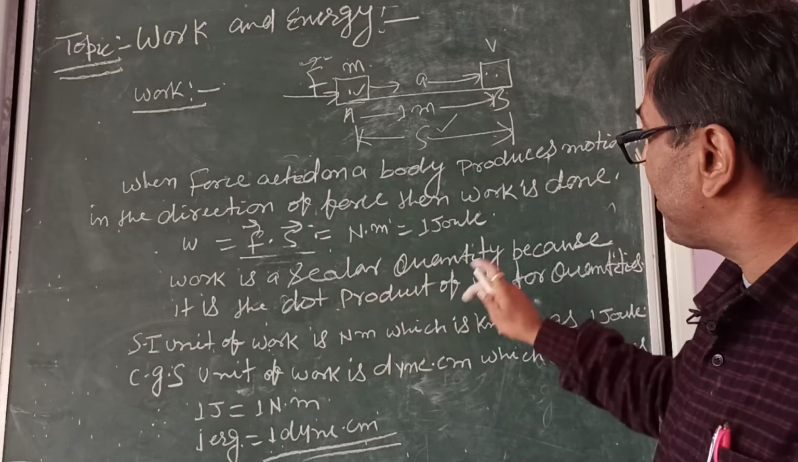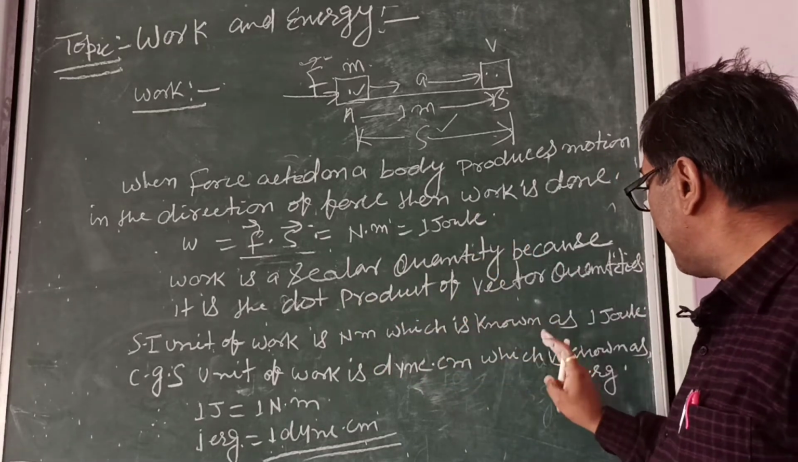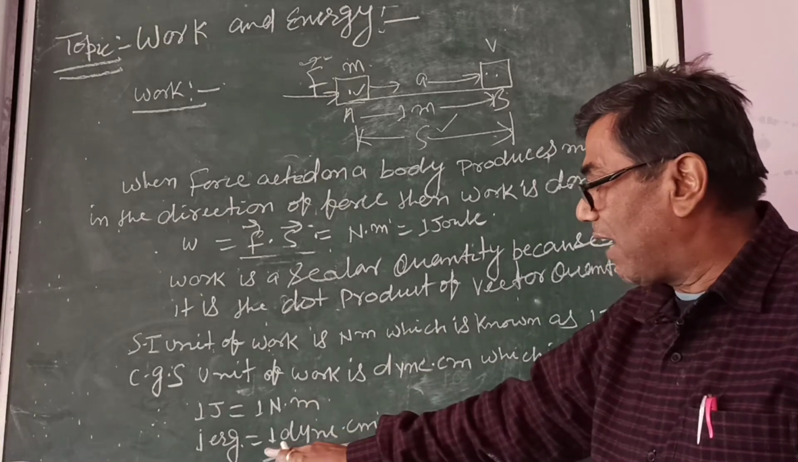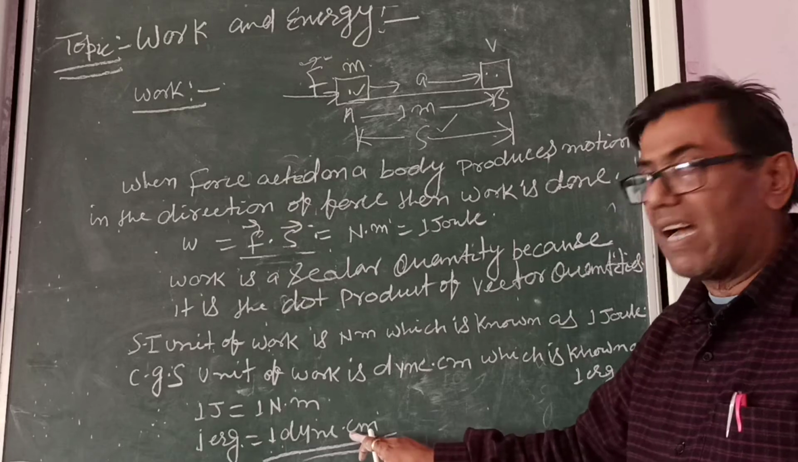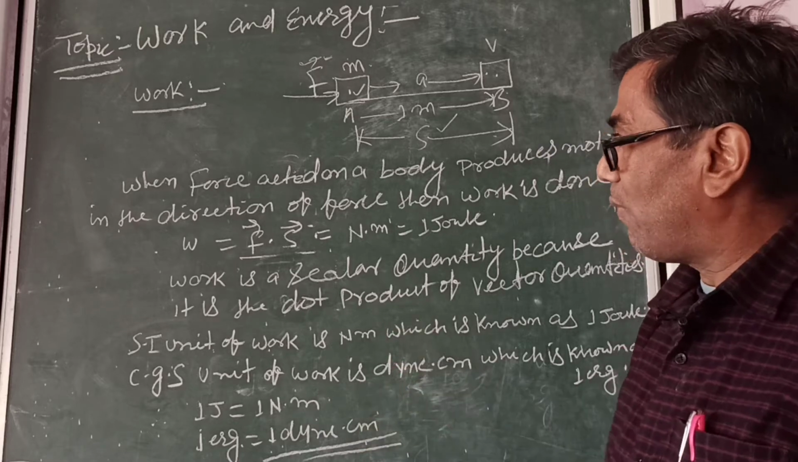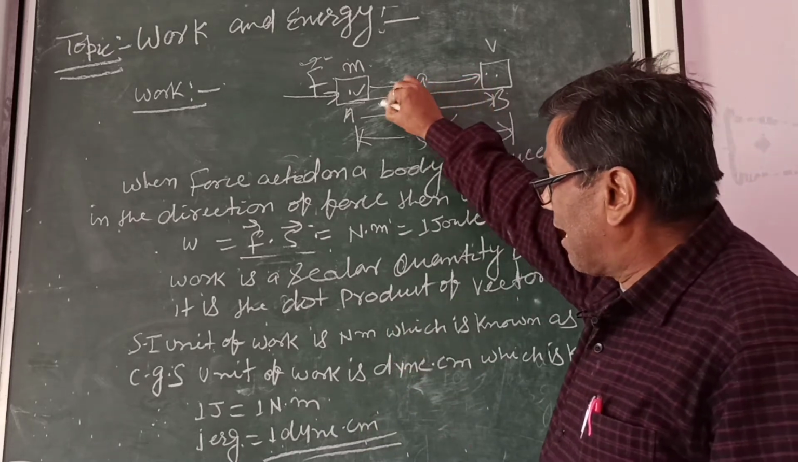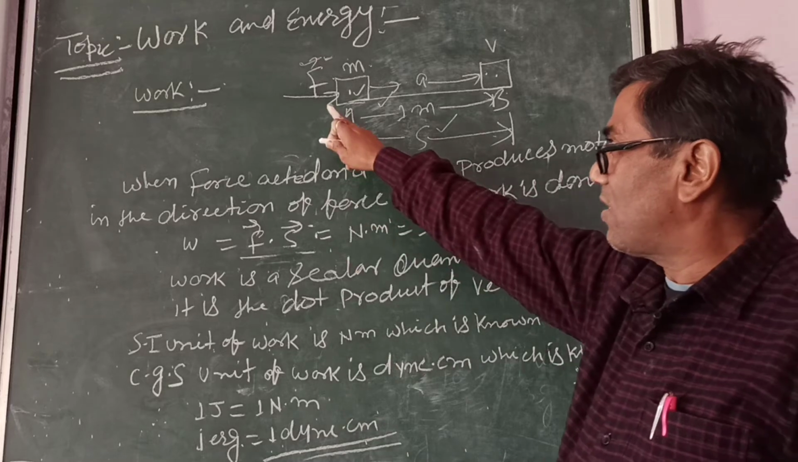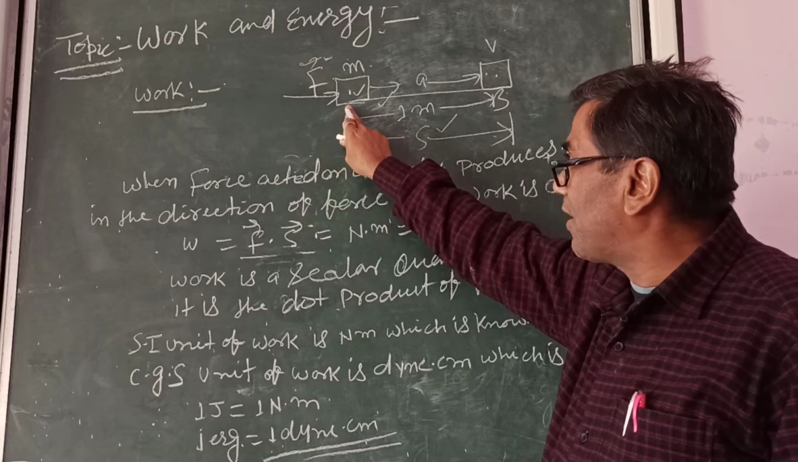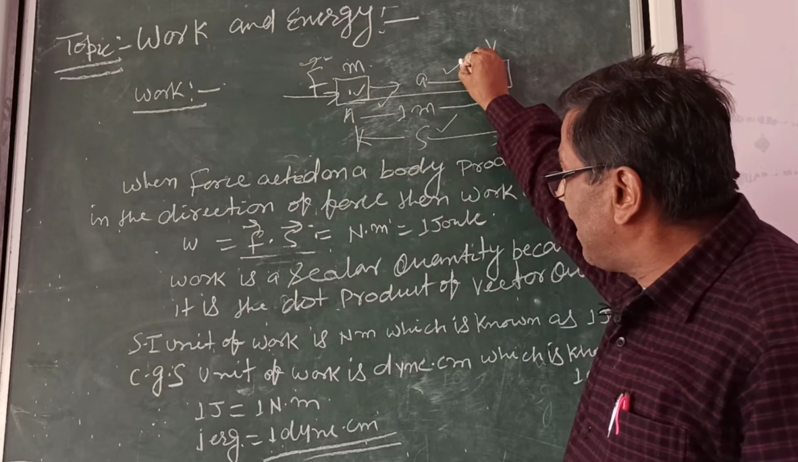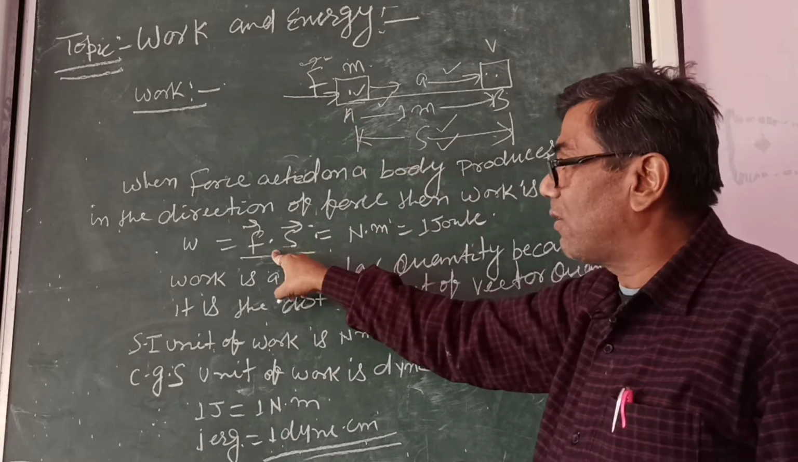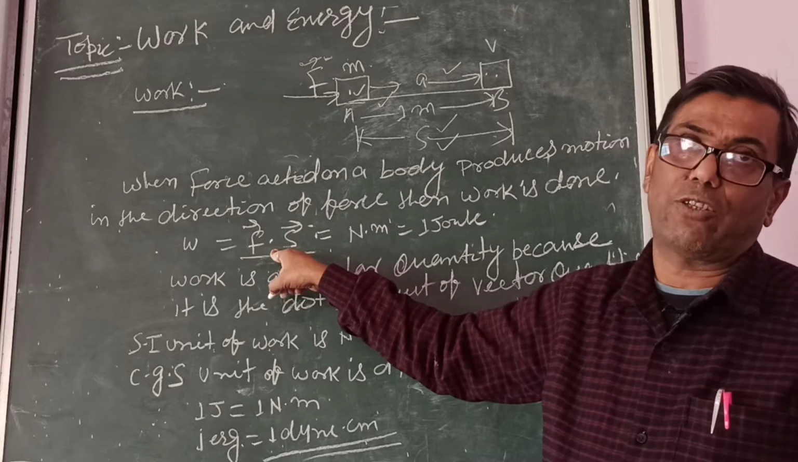Its SI unit is joule and CGS unit is erg. 1 joule is equal to 1 Newton meter and 1 erg is equal to 1 dyne centimeter. This is the graphical representation of work: an external force acts on the body, which is displaced from point A to B, covering the distance S. Then work done is equal to the dot product of force and displacement.